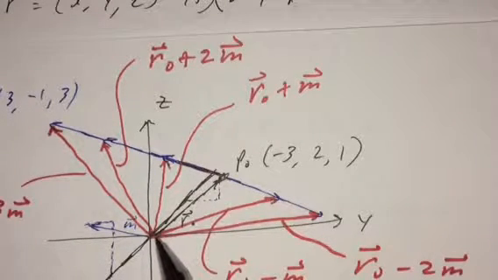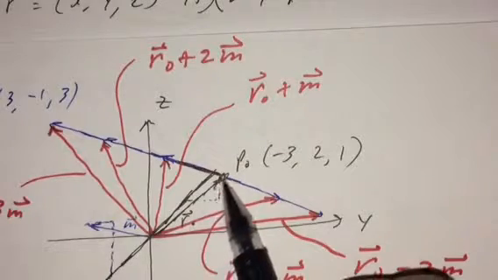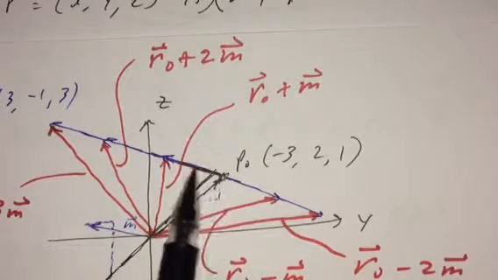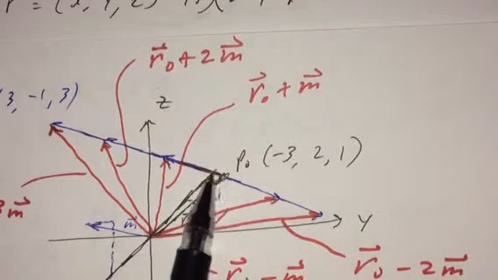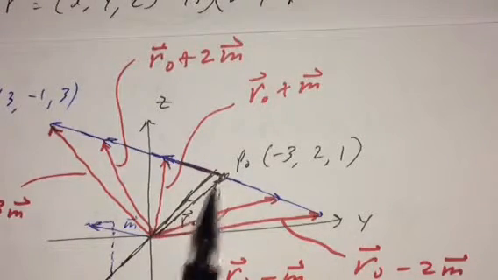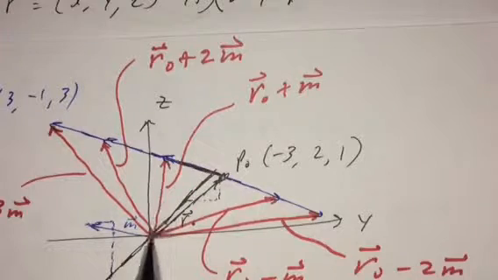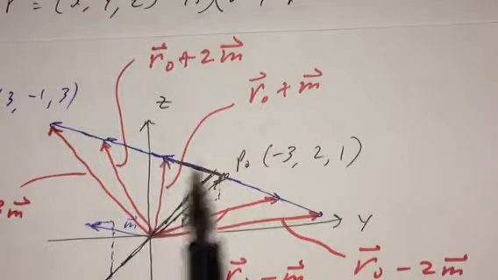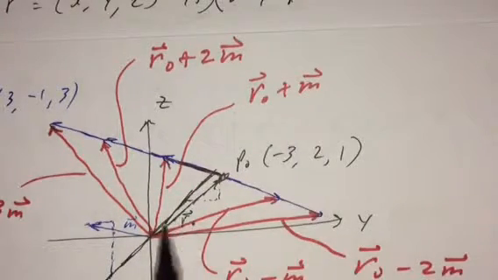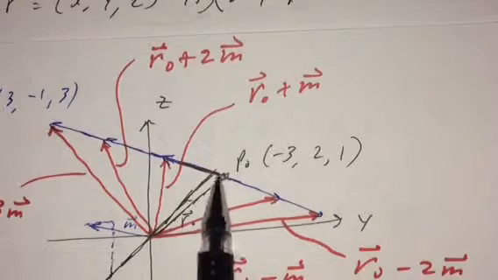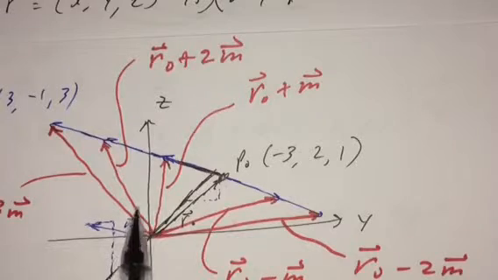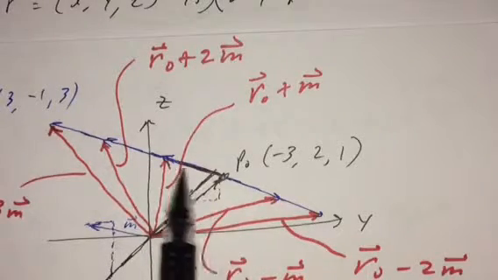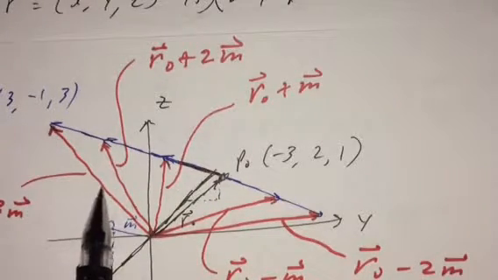So what I did was I started with R0, so R0 plus M. So here's vector M here. I just translated it up there. And when I use the triangle law, R0 plus M gives me this red vector here. So that's R0 plus M. R0 plus 2M gives me this red vector. R0 plus 3M gives me this red vector.